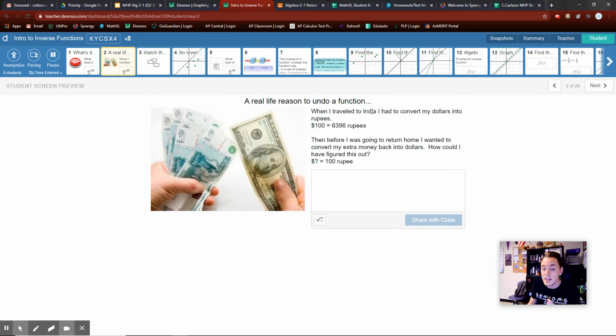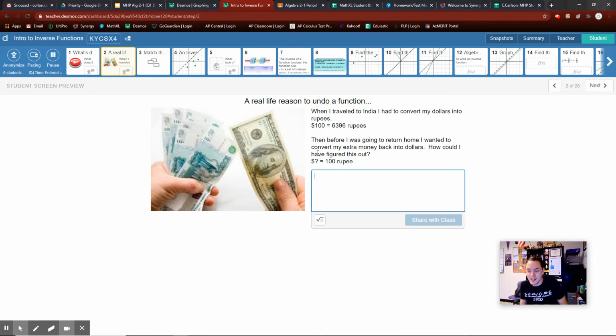And for here, this is India, right? So $100 equals roughly 6,396 rupees, okay? This obviously, I did not go. This was from another friend. I stole this Desmos activity from another friend. But then before I was going to return home, I wanted to convert my extra money back into dollars. How could I figure this out? So I have something equals 100 rupees. And so obviously this is this right here, right? But try to see if you could figure it out.